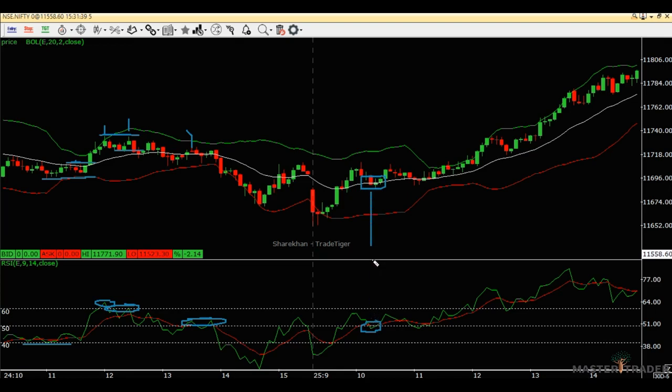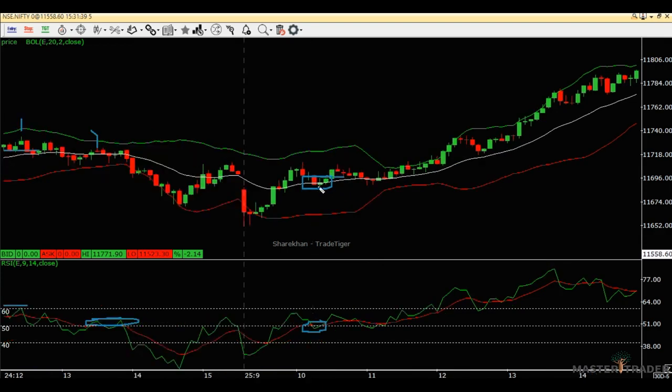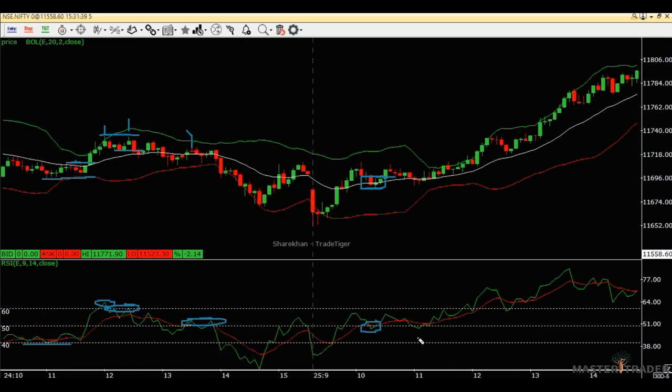Okay, so we can enter here. This is my stop loss, this swing low, and then you can just trail your position. Again, RSI pulls back, takes support. You can see here hammer, hammer, right? Small bullish engulfing. So we can long here. This is my stop loss, and boom, boom, boom.